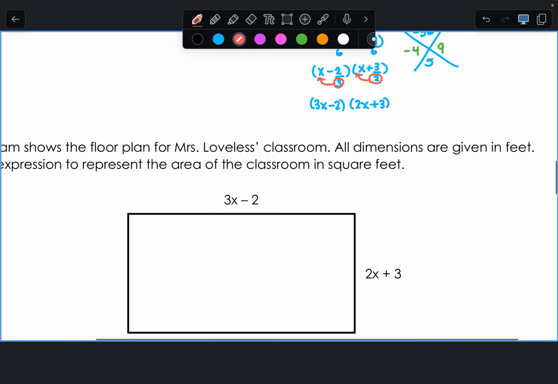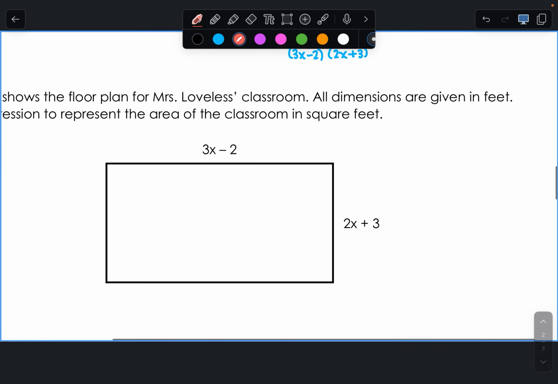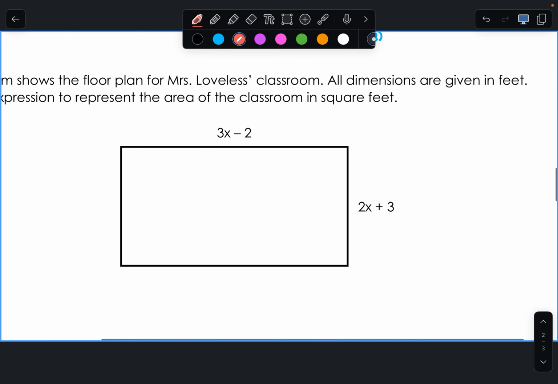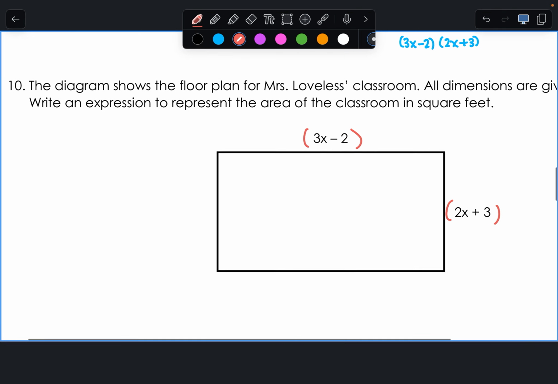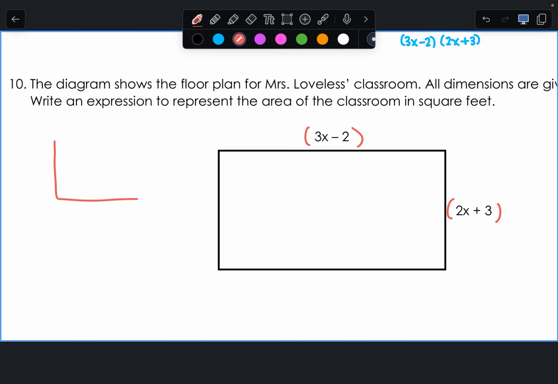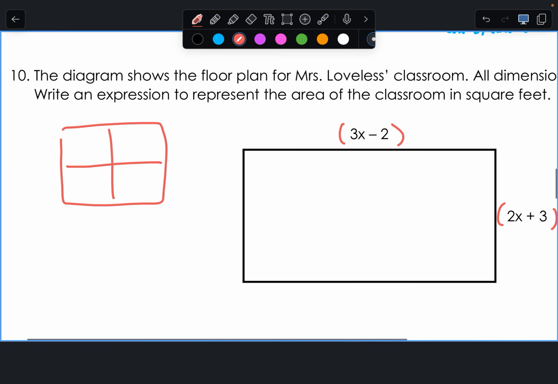Miss Lovelace's floor plan for her classroom. Write an expression to represent the area. How do you find the area? To find the area, you multiply length times width. What are they? Binomials. So when you multiply two binomials, box method. You could also do FOIL, yes. Can I just make the box out of the box? You can make a box.